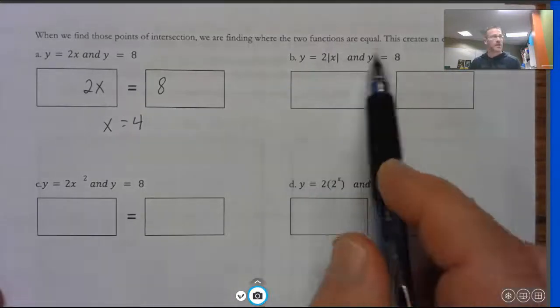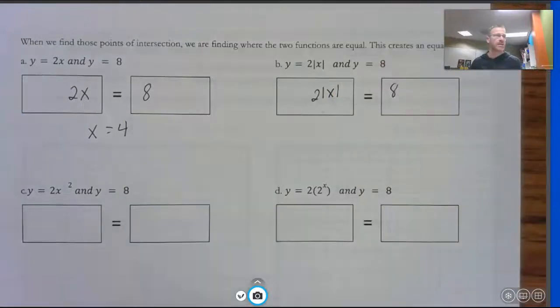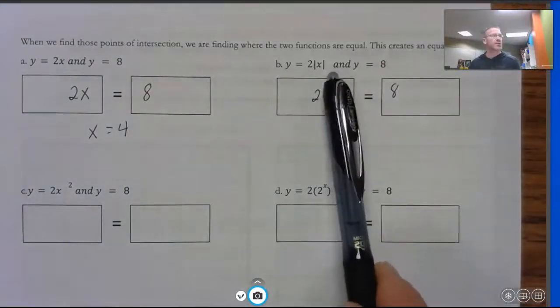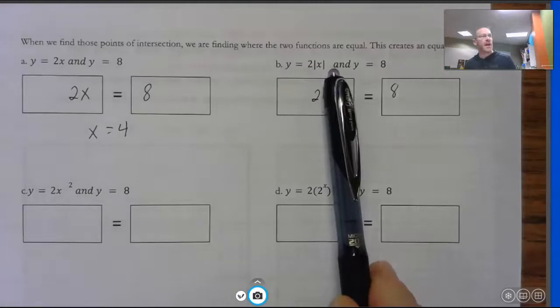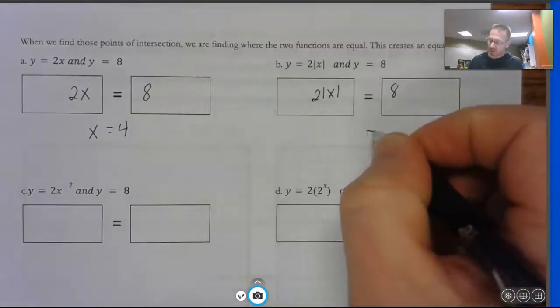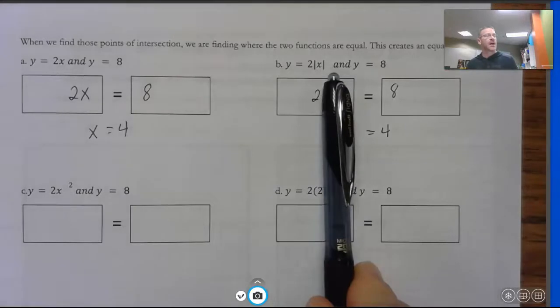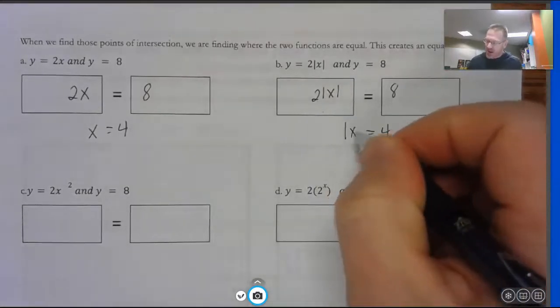Now, once again, we set these two things equal. So 2 times the absolute value of x equals 8. Notice this is still that same multiplication problem. 2 times what is 8? 2 times 4 is still 8. The only thing that's changed is that whatever is there has to be 4. 2 times 4 is 8. But notice the difference now: instead of being x, it's the absolute value of x.